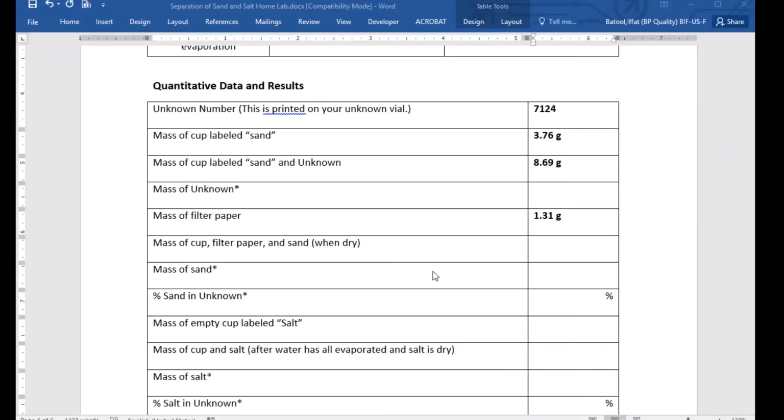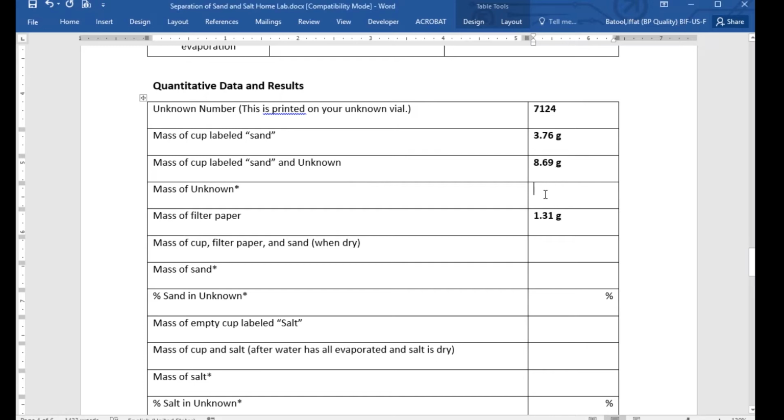Okay, so let's do the calculation now. These numbers that I have, I recorded during the course of the experiment that I was conducting. I recorded the unknown number from the vial. I started by taking the mass of the cup that I labeled as sand. The mass was 3.76. Then I added the unknown salt and sand mixture to it, and I took the weight again, and it is 8.69 gram. You guys can see in the video as well that it was 8.69 gram.